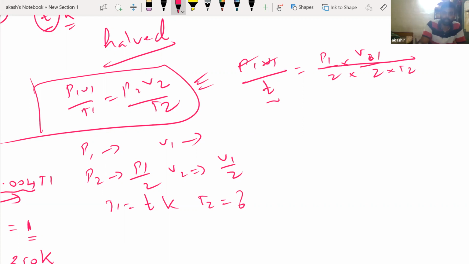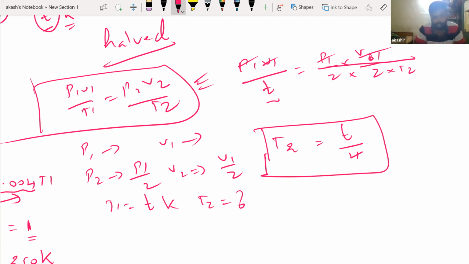So P1 V1 gets cancelled, right? So can I tell T2? You will get it as T, which is the known value, divided by 4. That is the final temperature.